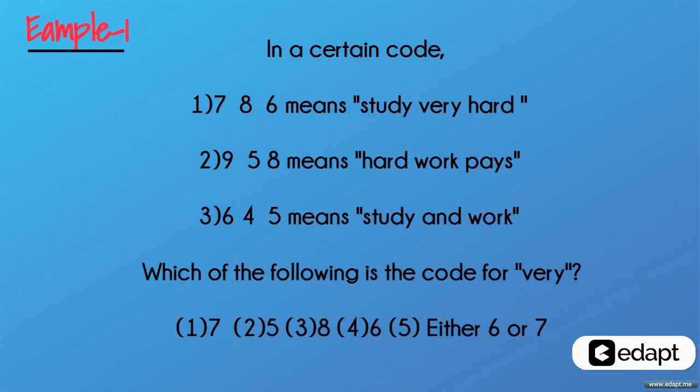786 means study very hard. 958 means hard work pays, and 645 means study and work. Which of the following is the code for very? The options are 7, 5, 8, 6, and either 6 or 7.